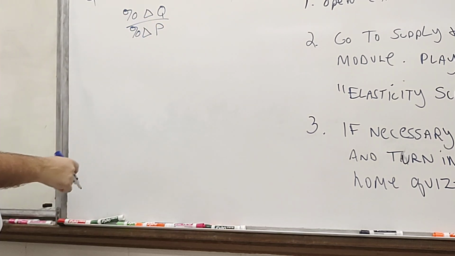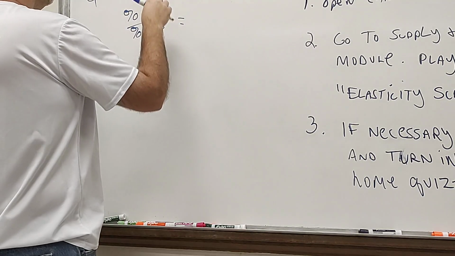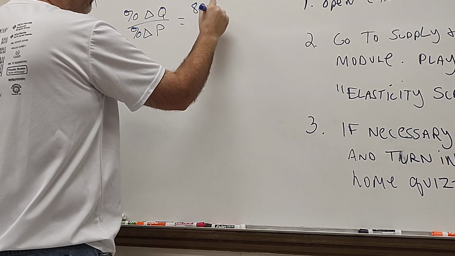So how do we do that? We take new minus old over old. So over here, what is my new quantity? It's 80. My old is 100.